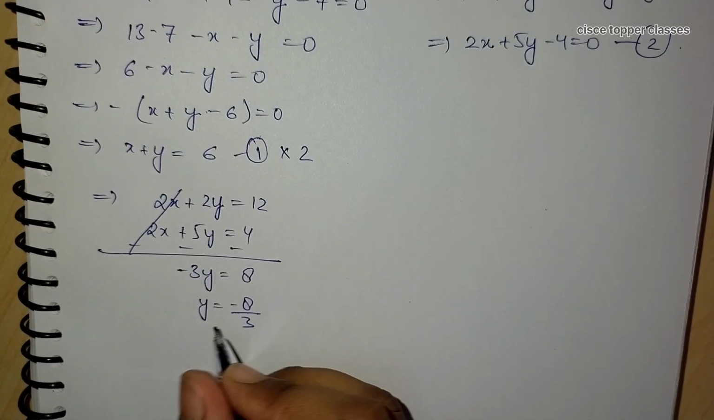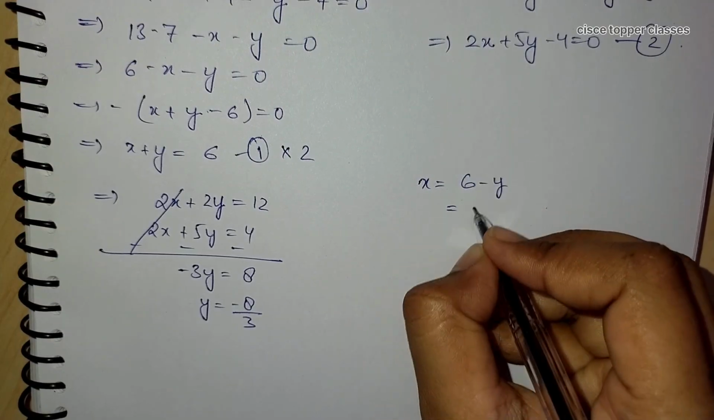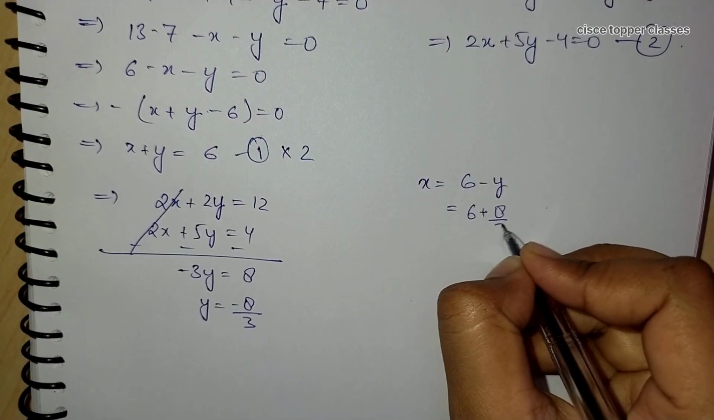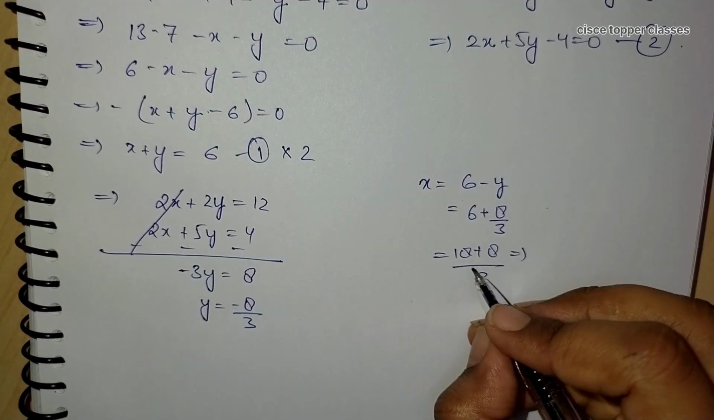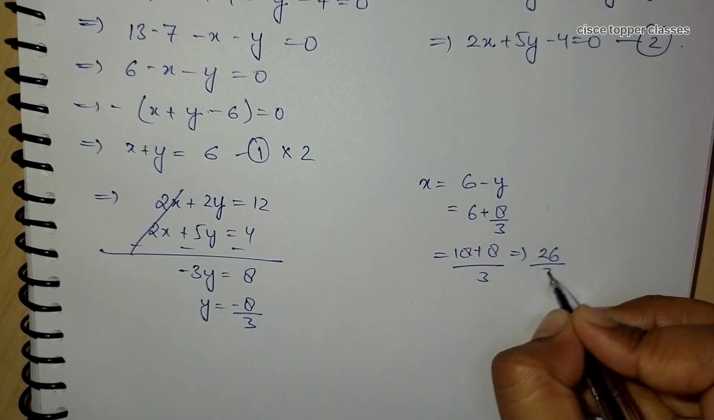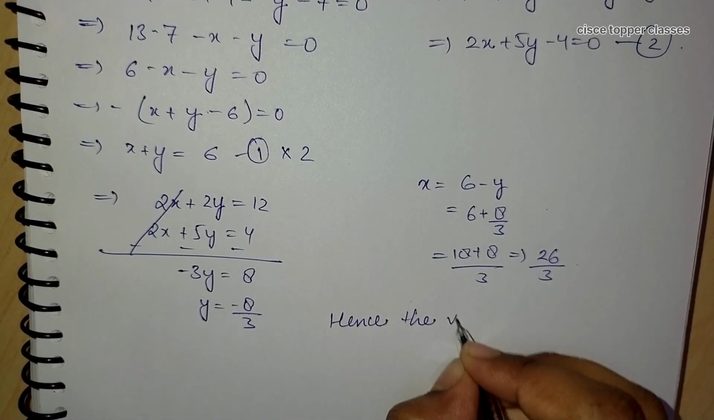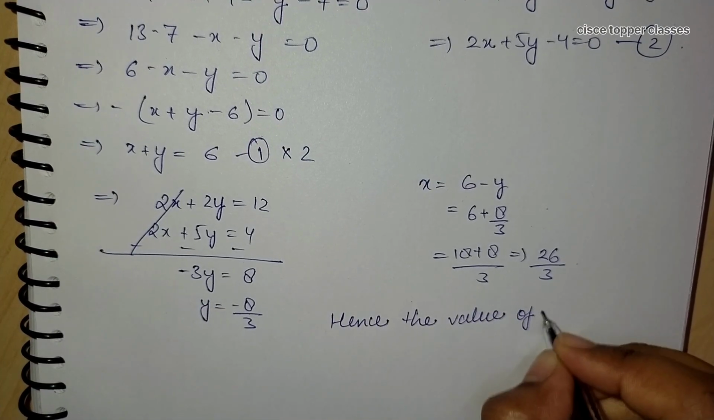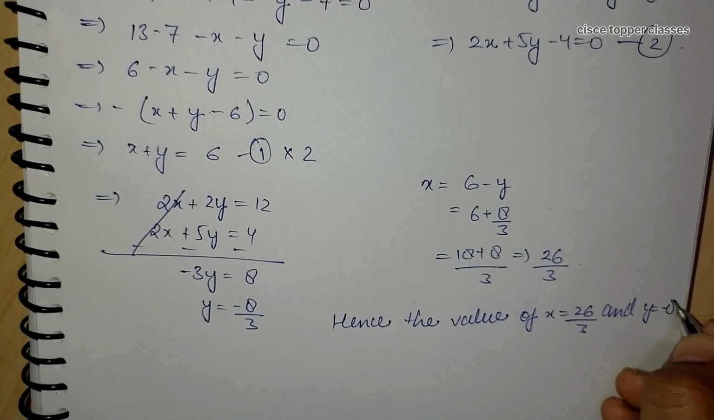Now by putting the value of y in the first equation, we can find the value of x. 6 minus y here. So 6 plus 8 by 3, 18 plus 8 divided by 3 is equal to, we can write this as 26 by 3. Hence the value of x is equal to 26 by 3 and y is equal to minus 8 by 3 is the final answer.